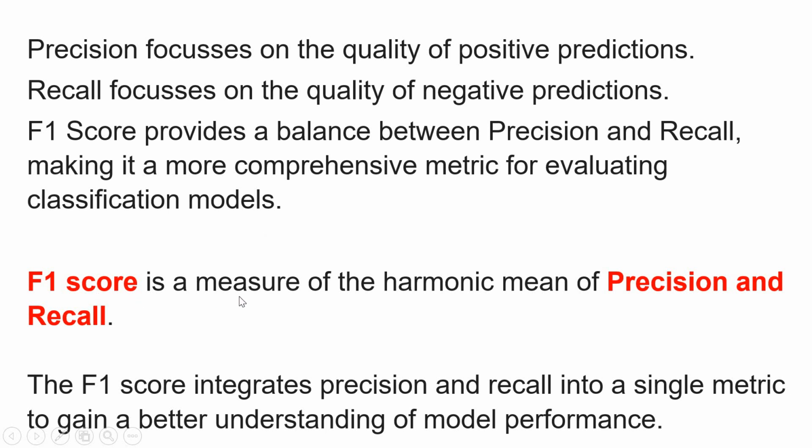So the F1 score is a measure of the harmonic mean of precision and recall. The F1 score integrates precision and recall into a single metric to gain a better understanding of model performance. It means that to measure the F1 score, precision and recall are very important. So first we have to calculate precision, then recall, and only then can you calculate the F1 score. That's a very important metric in evaluating any AI model.